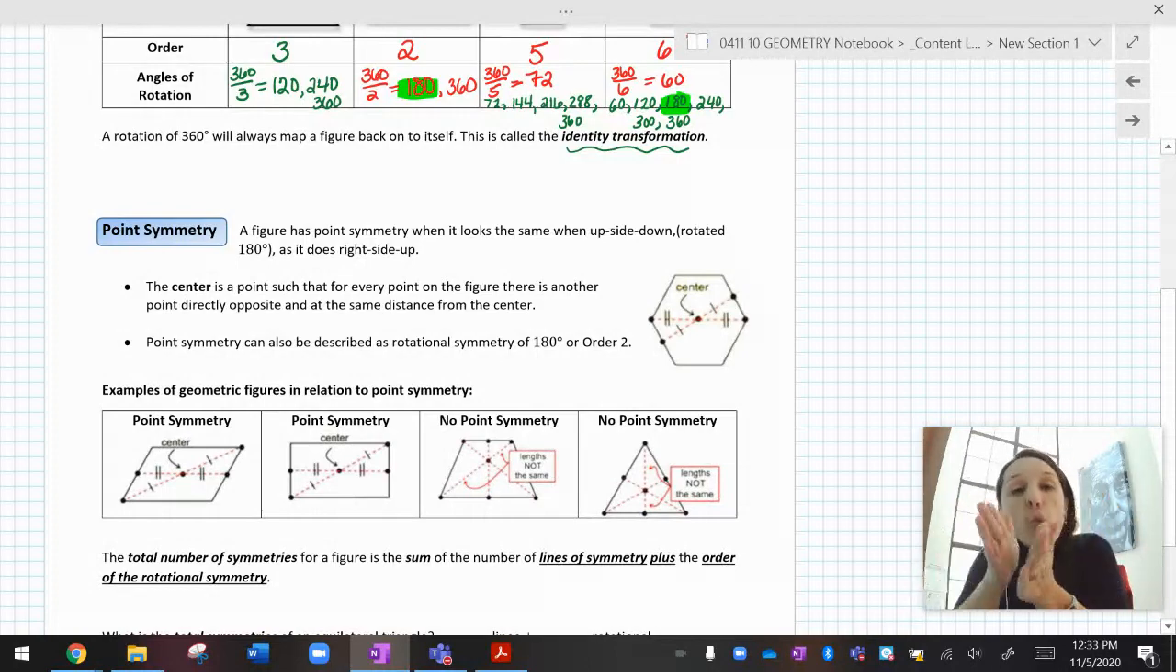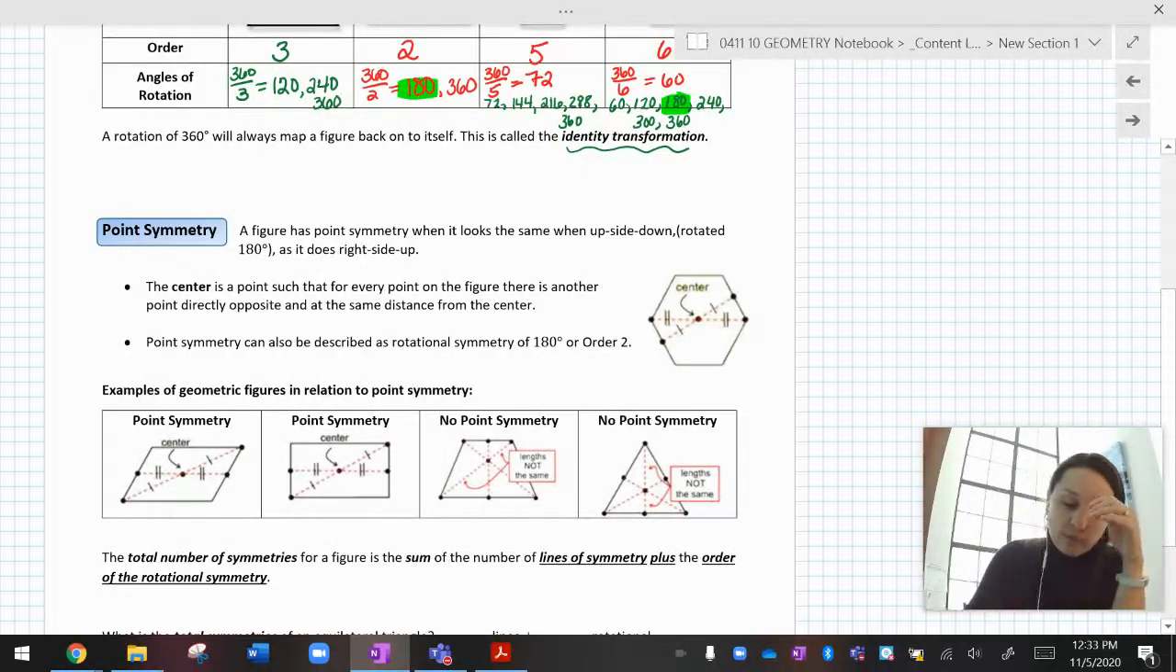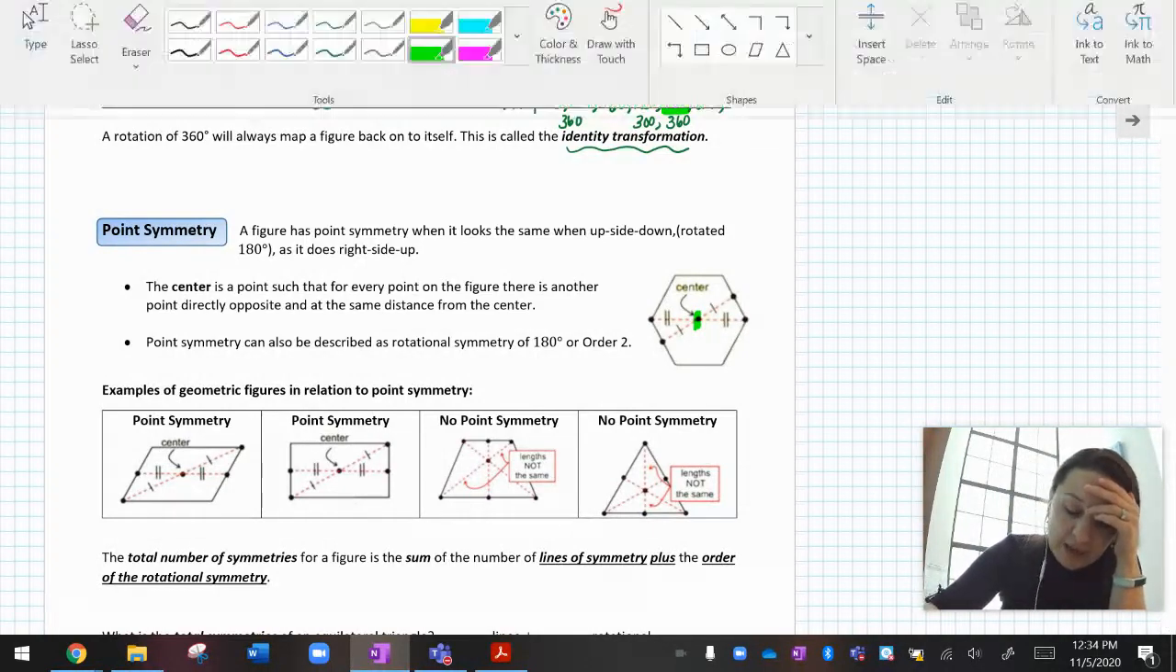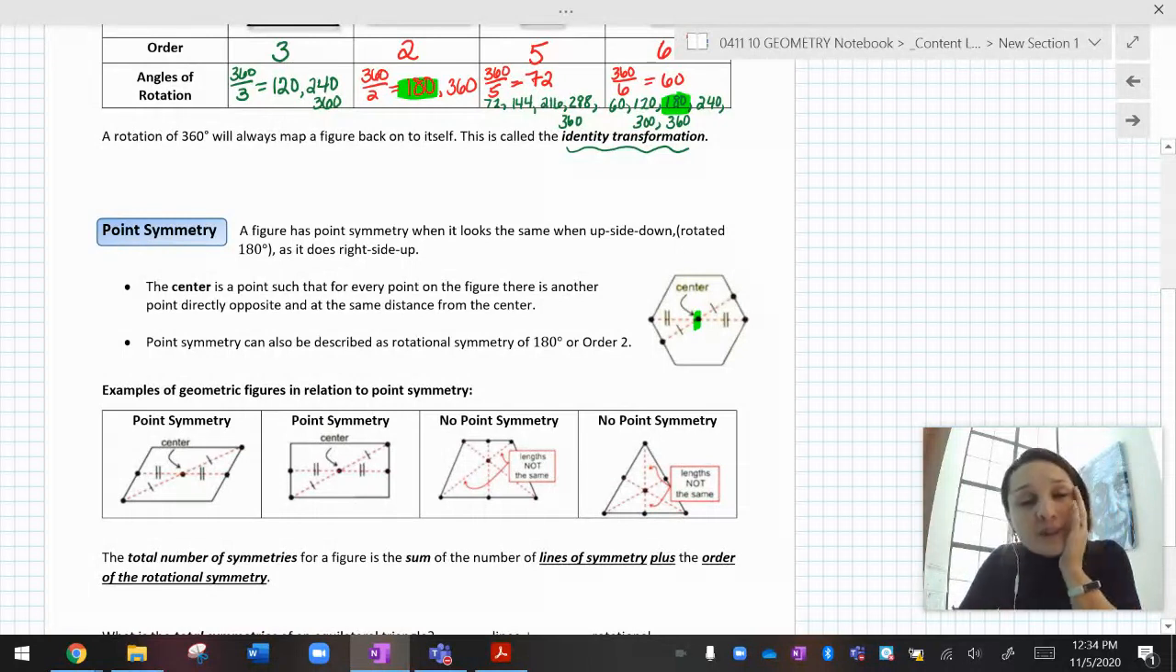Okay, so if 180 is one of your angles of rotational symmetry, then you have point symmetry. The center is the point that you could turn everything around. If you turn it around that center 180 degrees and end up in the same place, then you've got point symmetry. All right.